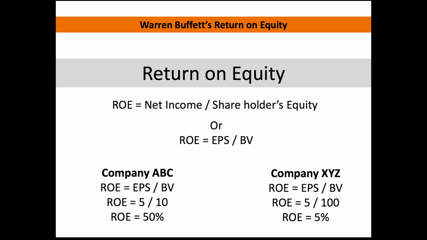So when we do that for these two companies, for ABC, we knew that the EPS was 5 and the book value was 10, so our return on equity was 50%. But when we look at company XYZ, we see that they had the same exact EPS of $5, but the book value was substantially higher at $100 a share. And so the return on equity, the best the company could get, was 5%.